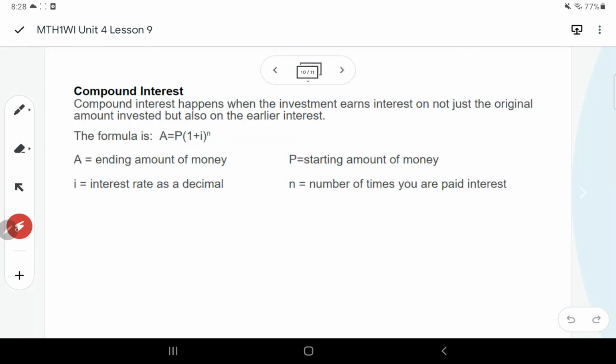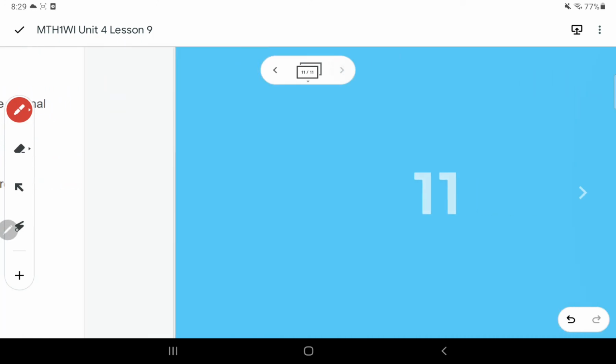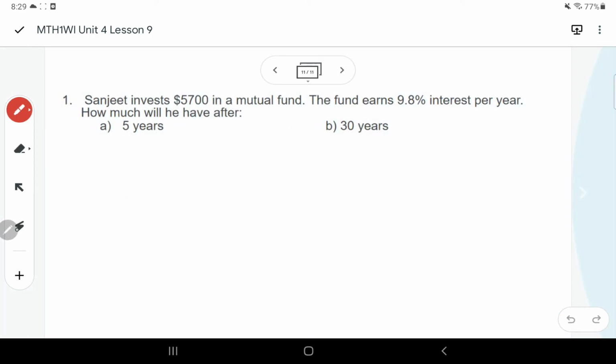The last example I wanted to do was just to highlight for you about compound interest. We've used this formula before. This is something that we looked at in the start of the unit, right at the very beginning. And just a note, highlight in your notes, you do have that formula and you do have the information about what each of those items is. So the ending amount of money, the starting amount of money, the interest rate, and the number of times you get paid interest. So here we've got different values.